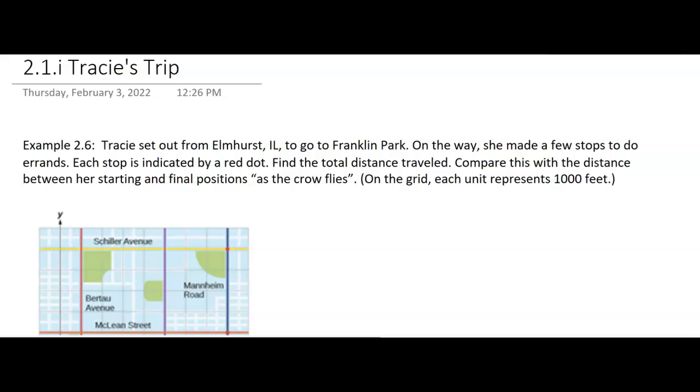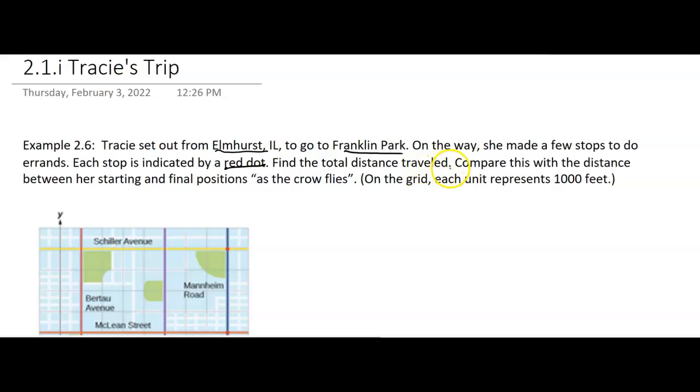Okay, so Tracie's trip. Tracie set out from Elmhurst, Illinois to go to Franklin Park. Now, one thing that bugged me about this example, they don't tell you where Elmhurst, Illinois is and Franklin Park, but anyway. On the way, she made a few stops to do errands. Each stop is indicated by a red dot. Okay, so we'll have to find those.